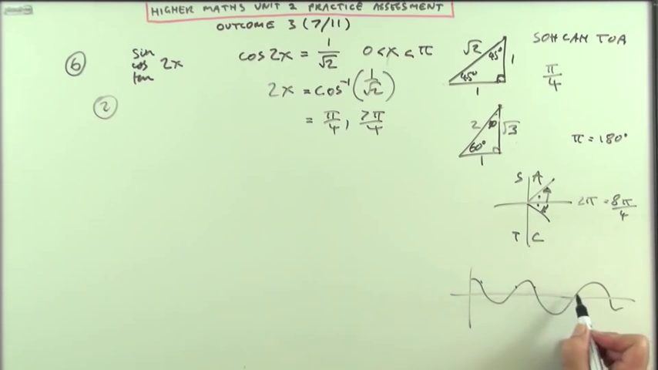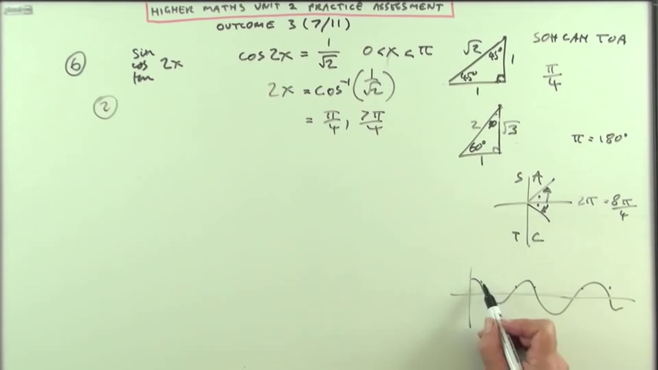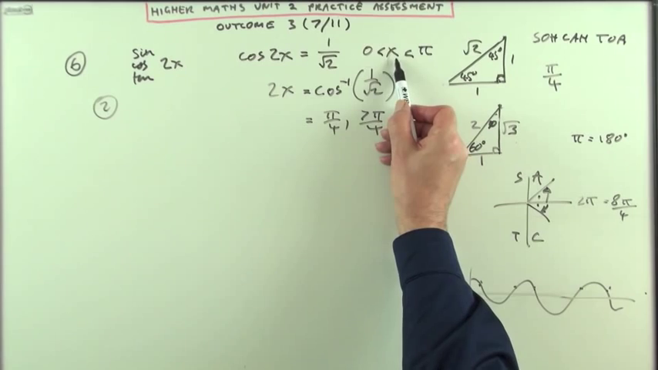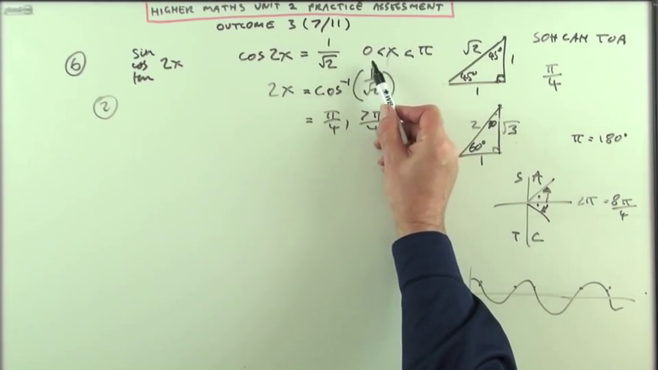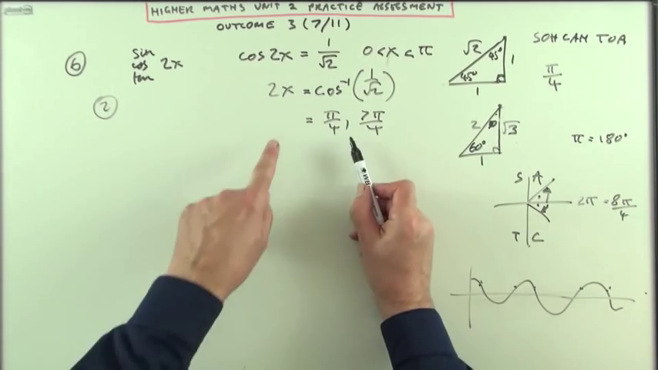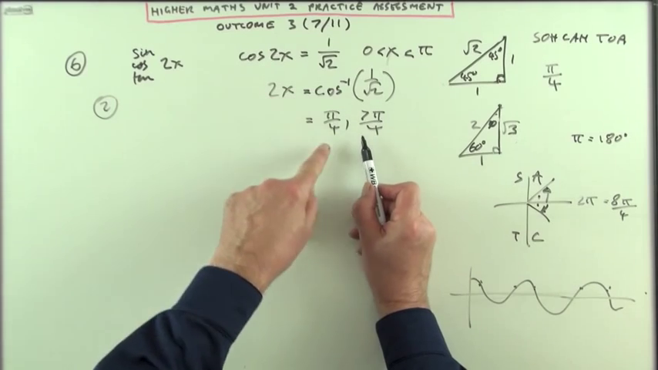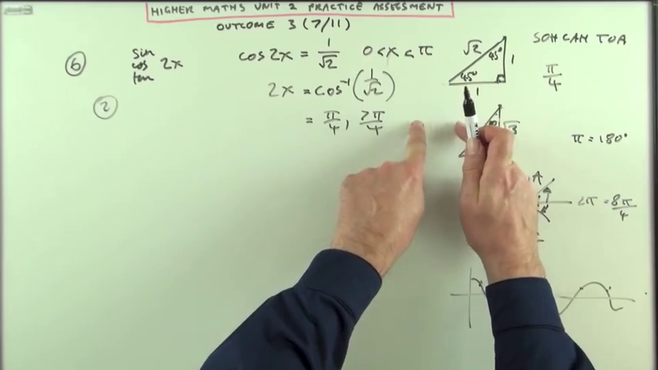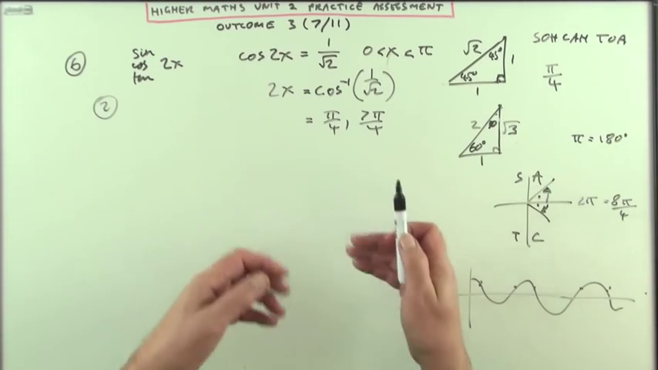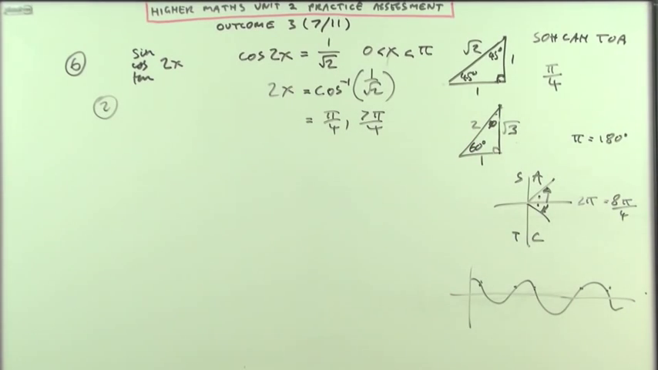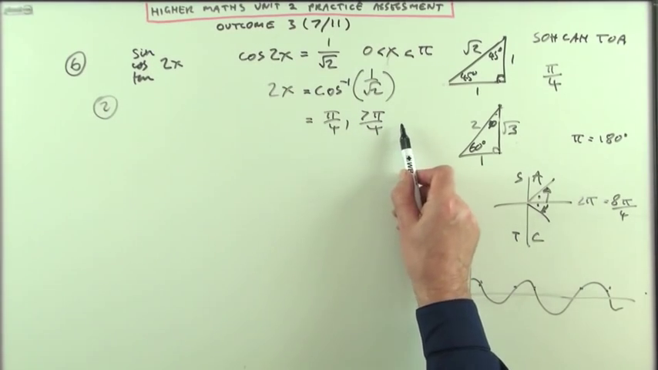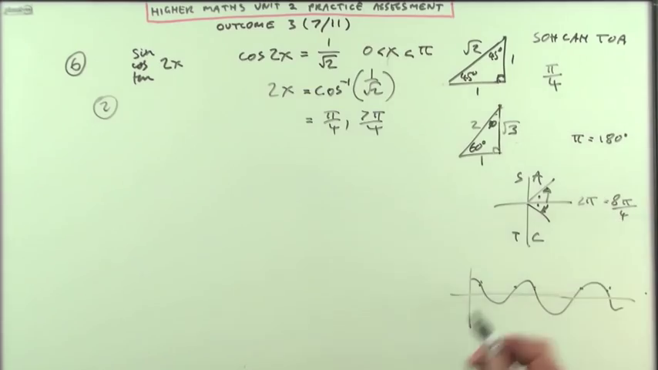A cosine graph goes on forever. So I've got my first two answers, I could keep repeating them, but I only want my answers to be between 0 and pi, 0 and 180. And notice I've still not finished because I'm going to be dividing by 2. So dividing by 2 means I could put more in, and then dividing by 2 would bring them into range, but I wouldn't need to because if I added on 180 or pi to both of them, it would go too far, it would go out of range.